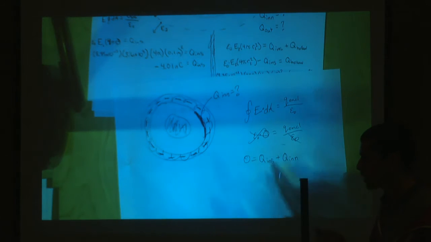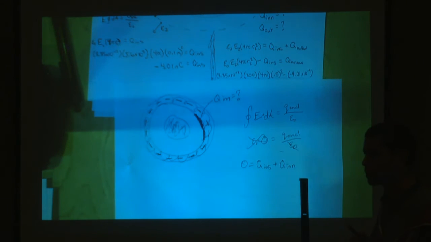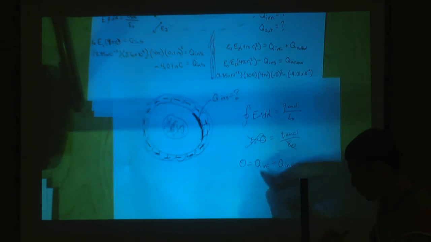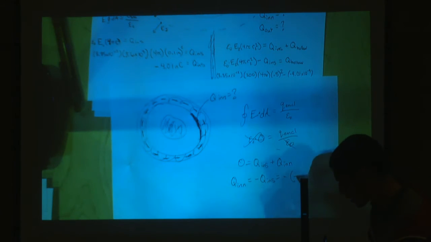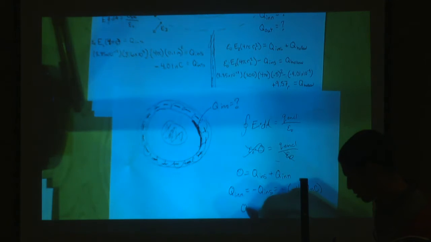I just multiplied it to the other side, and the other side was 0. So, yeah. And we have our answer. So we know that Q in will equal negative Q insulative, which is equal to negative 4.01 nanocoulombs. Thus Q in. And that would be our answer for part C.